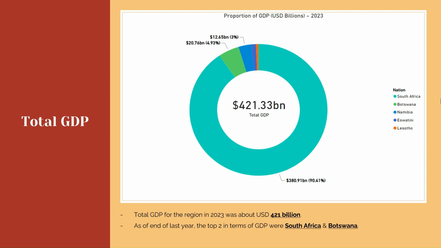You can see that Southern Africa generated $421.33 billion. Of this, South Africa accounted for 90% of this figure. So you can imagine that a lot of the region's output comes from South Africa. And then after that, you can see the second nation was Botswana with an output of approximately $21 billion, which is only about 5%. So you can see just how lopsided the situation is here comparing South Africa and the rest.